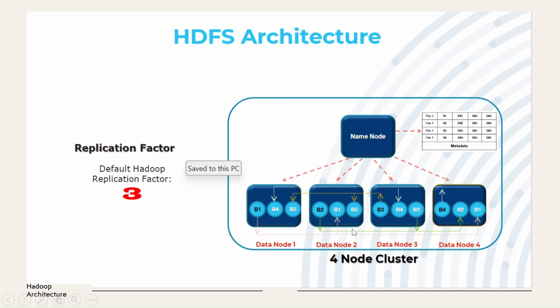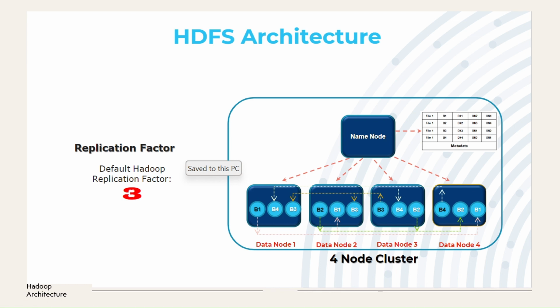Now, how will the metadata be managed? If you can see here, file 1 is divided into 4 different blocks, and b1 is stored at data node 1, data node 2 and data node 4. Like that, b2 is stored at data node 2, data node 3 and data node 4. b3 is stored at data node 3, data node 1 and data node 2. So this will help us with fault tolerance.